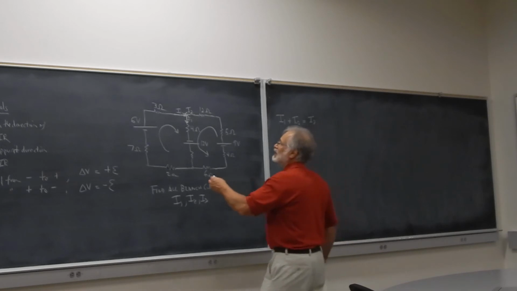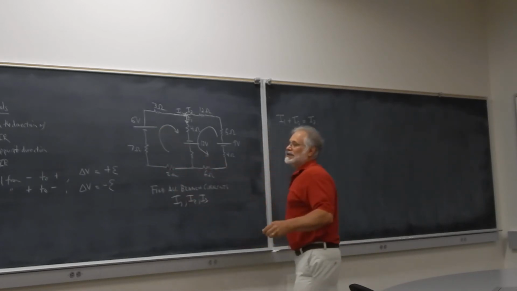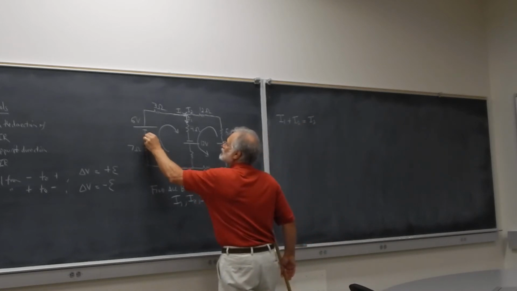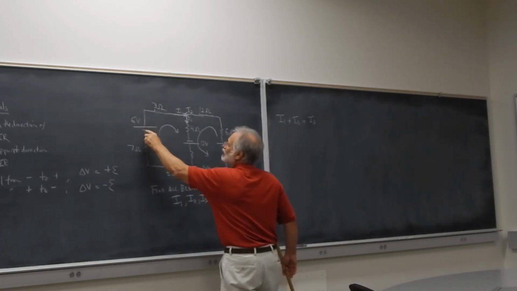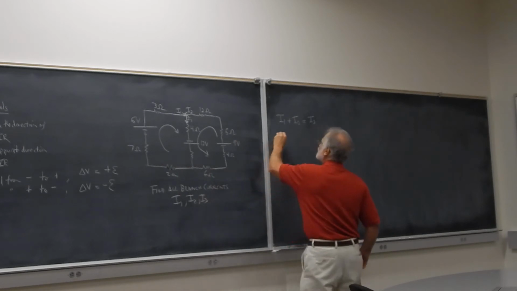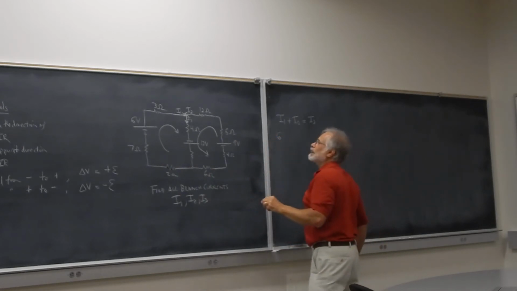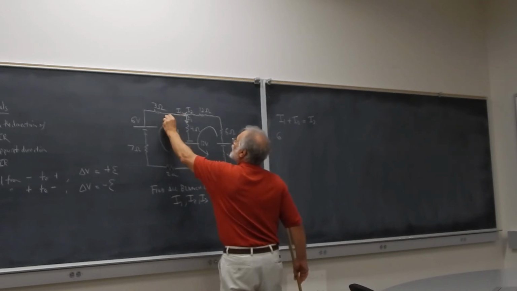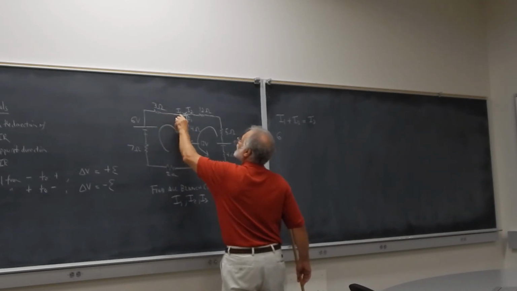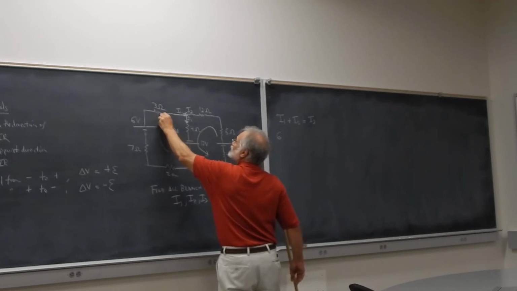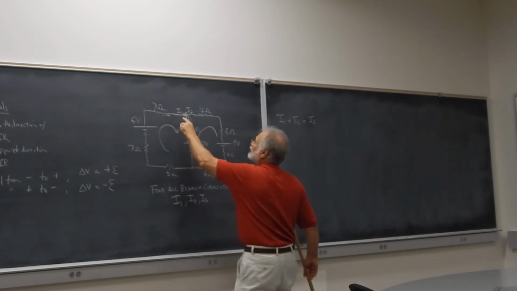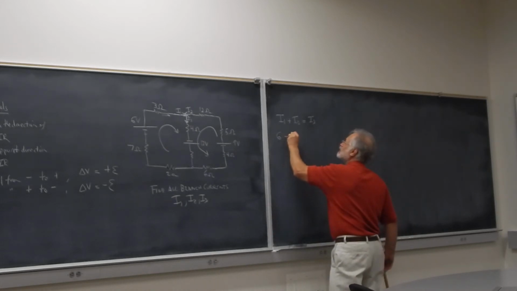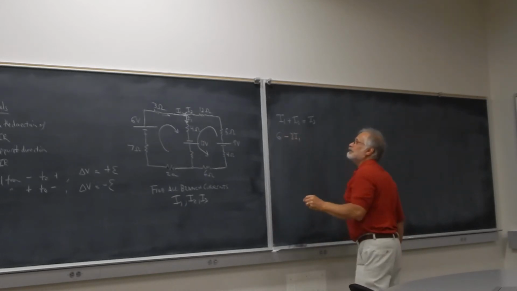Let's start at the 6 volt battery. I'm starting here, going little to big, or negative to positive. That means I add a term plus 6 volts. I'm traversing a 3 ohm resistor in the same direction I have designated current I1, therefore I add a term that's minus 3 I1.